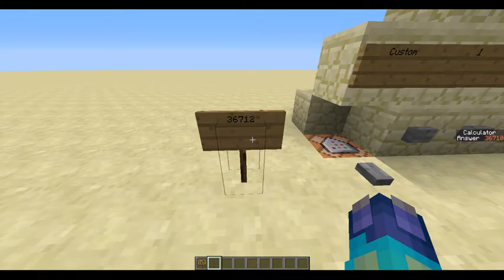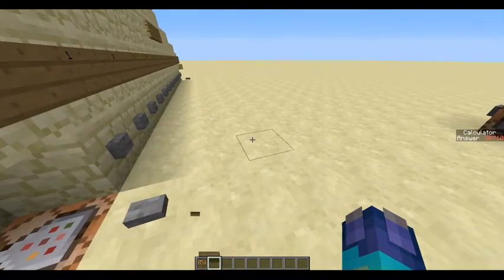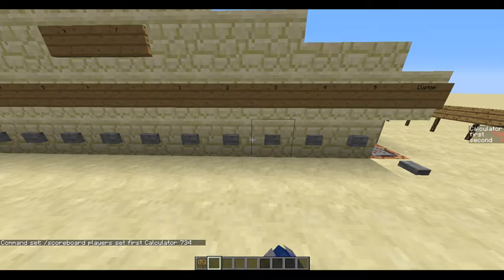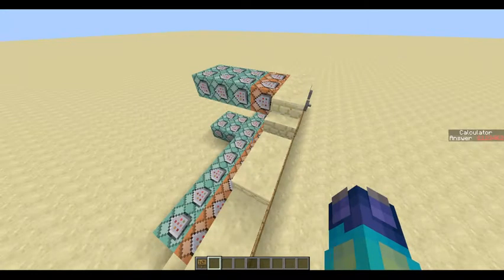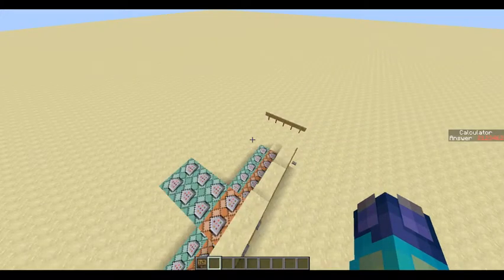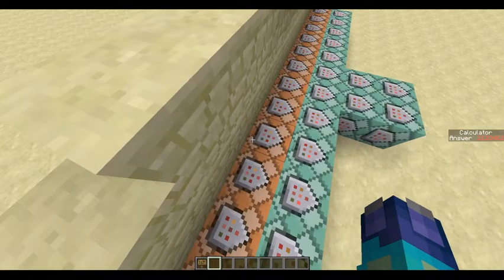So if it's within like 2, which seems to be a recurring pattern, then it should be good if it's within a couple digits. But yeah, this is all it takes. I'll show you some of the command blocks.